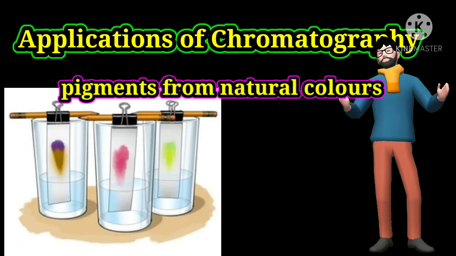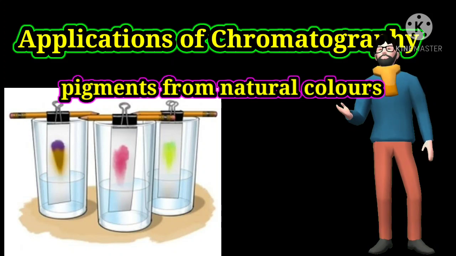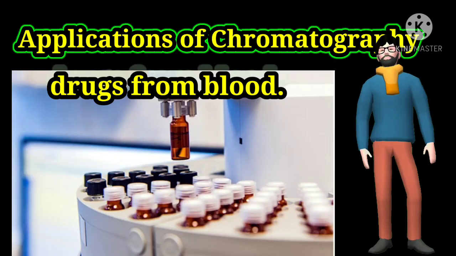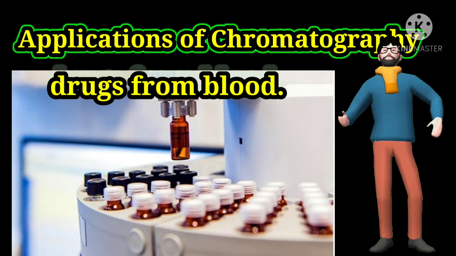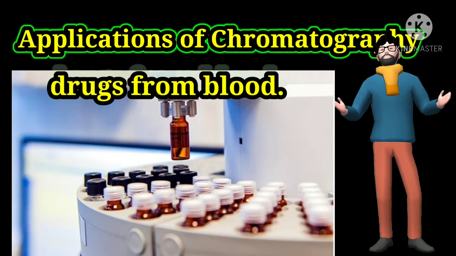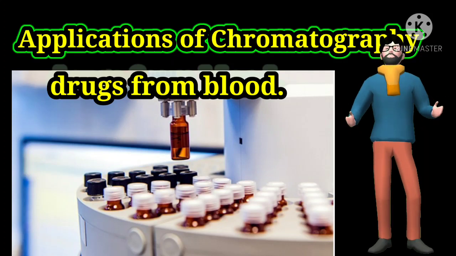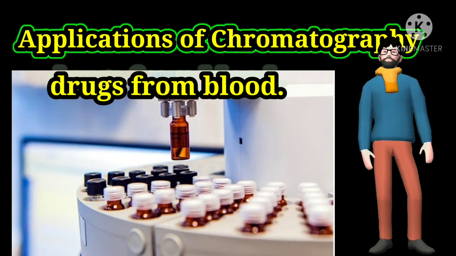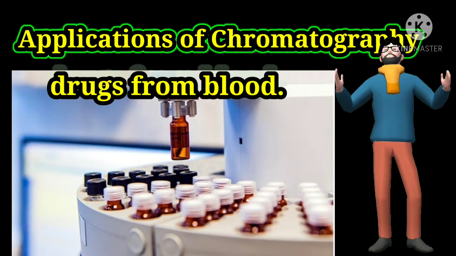Suppose you have a natural color in your house like turmeric or green leaf. You can use chromatography paper to see the different colors used in that particular color. It is also used to separate drugs from the blood, and by this process, after the death of many persons, we can find out the cause of death and what amount of sugar or poison is dissolved in their blood. So with the help of chromatography we can find out the amount of drugs and medicine dissolved in their blood.